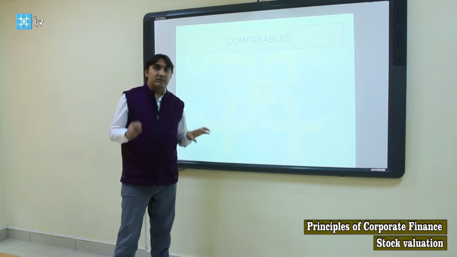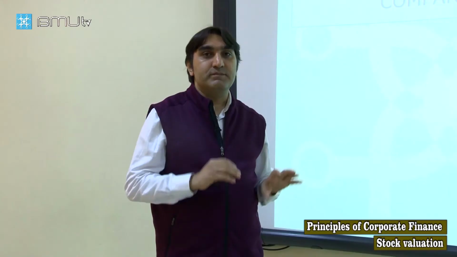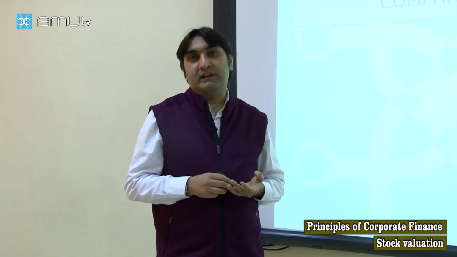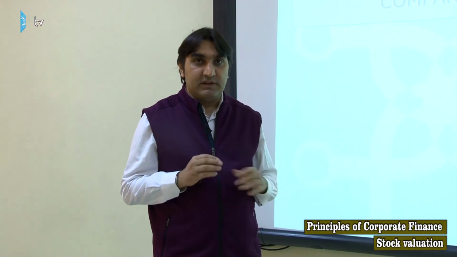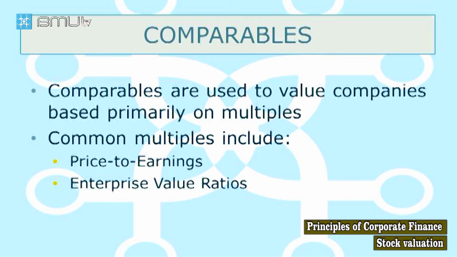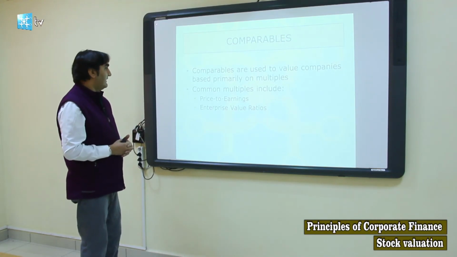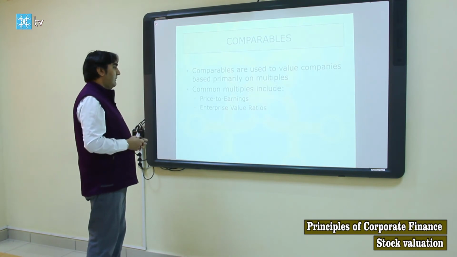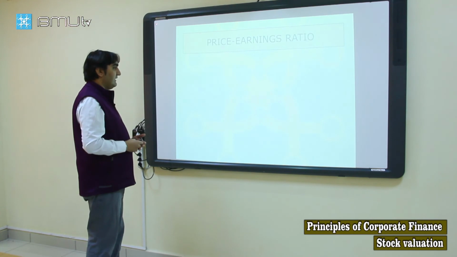So far we've evaluated stocks based on future cash flows, based on dividends. So what if a company doesn't pay dividends? We apply other approaches. One of these approaches is comparables. The comparables method is about calculating ratios based on peer companies in the same industry and of the same size. Taking this ratio and applying it to our company's earnings and other measures, we get our price. Comparables are used to value companies primarily based on multiples. Common multiples include price to earnings and enterprise value ratios.